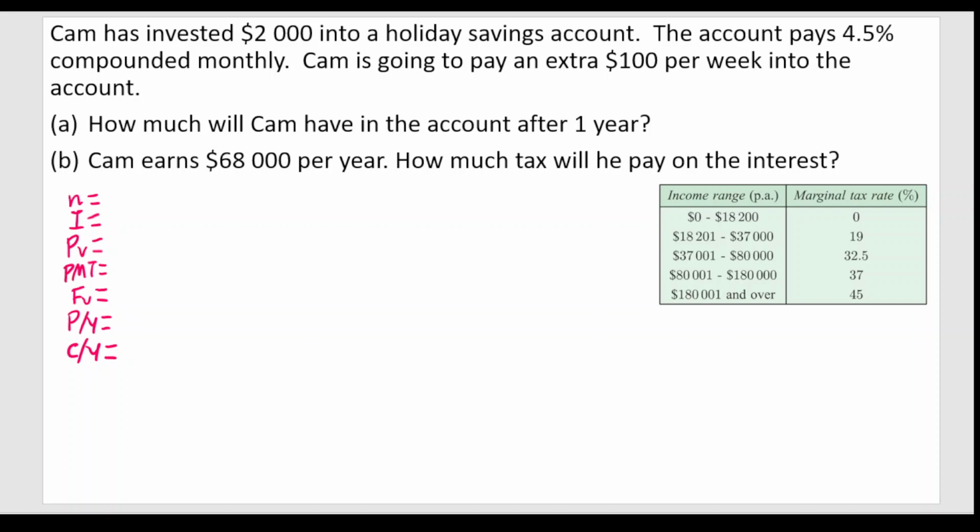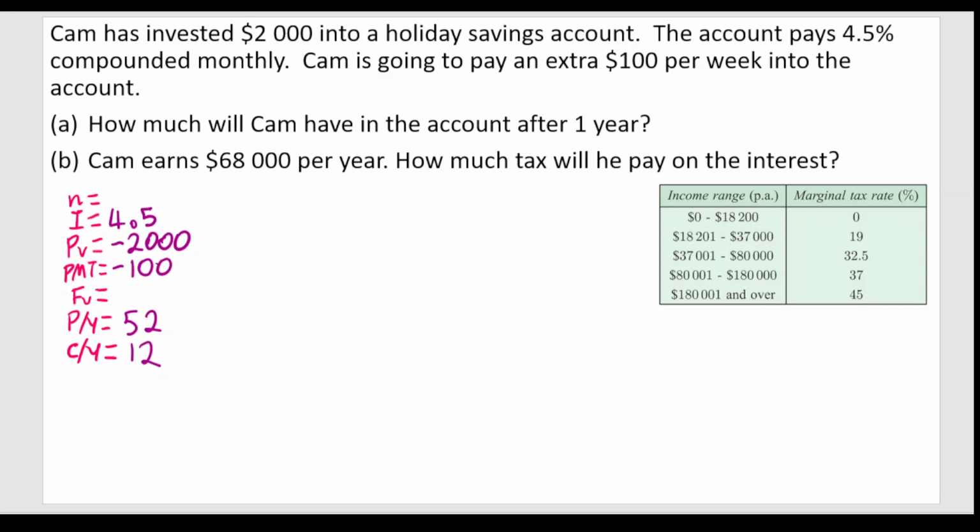So compounding monthly, I'm going to put 12 there. We know that he's paying $100 per week. So his payment is weekly. So he's doing 52 of those. And he's going to pay in $100. Remember, when we pay it to the bank or the institution, it is negative. When we are taking it out, it would be positive. He said he's starting off with $2,000. That's our PV. We've got an interest rate of 4.5.